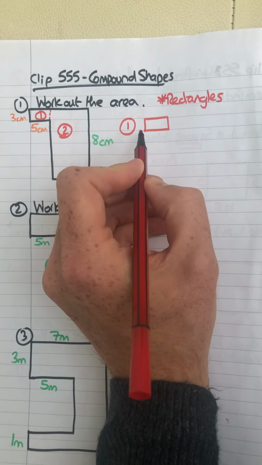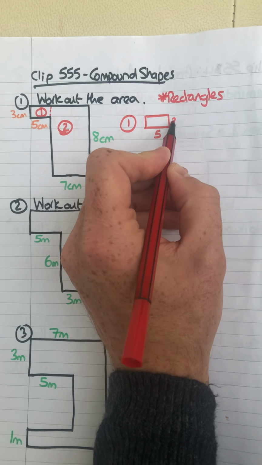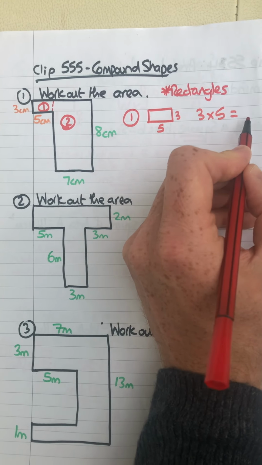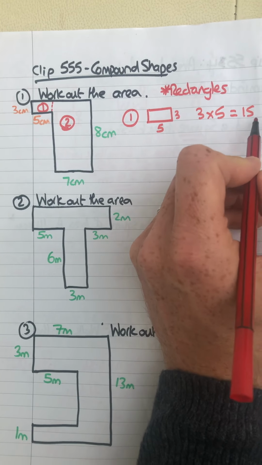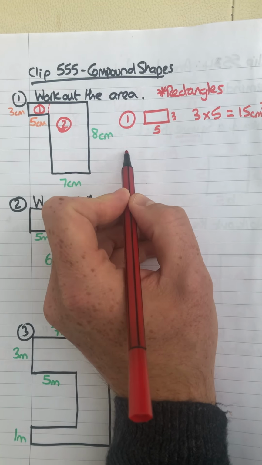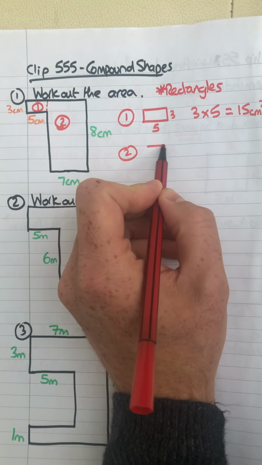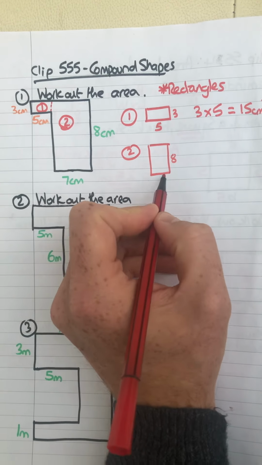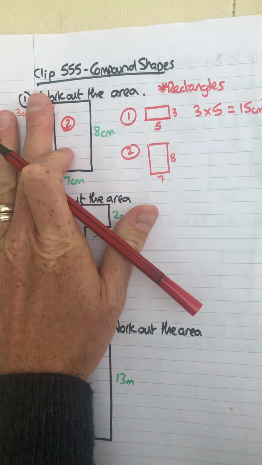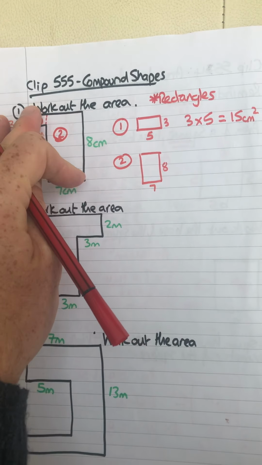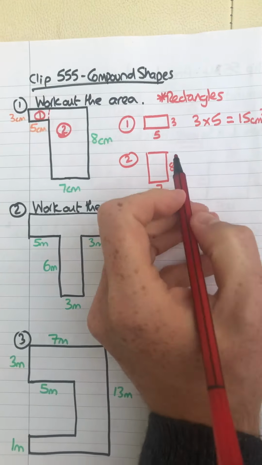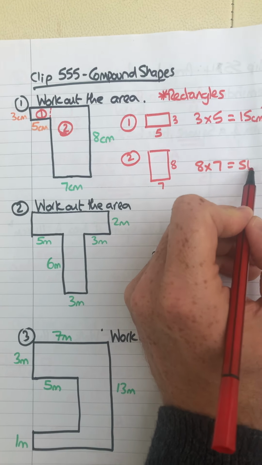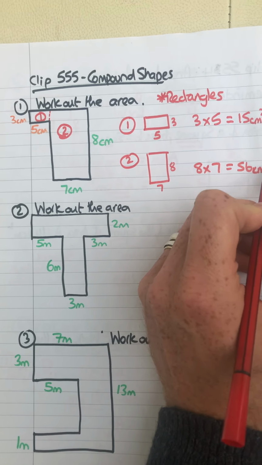So, number 1, what is it? It's a rectangle. That side's 5 and that side's 3. So we know that has got an area of 3 times 5, because that's how you work out the area of a rectangle, which is 15 centimetres squared. Number 2, well, this time I've got a rectangle like that. That's 8, and then the bottom is 7. So if I cover that up, that applies there, that's the 8, and then the 7's along the bottom. So this will be 8 times 7, which is 56 centimetres squared.